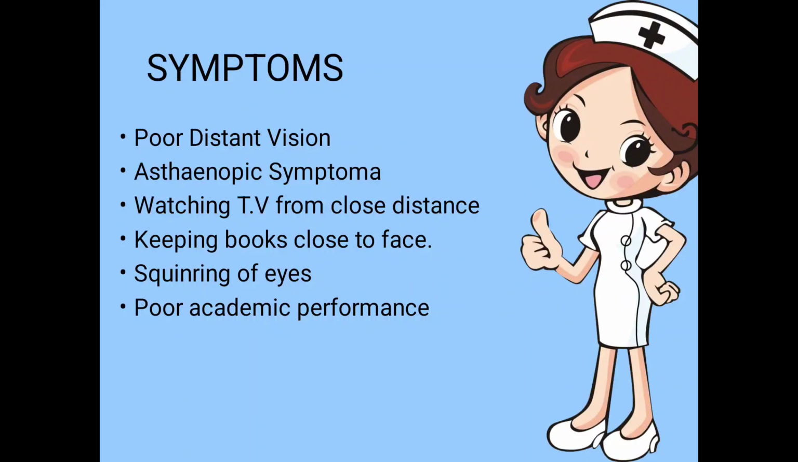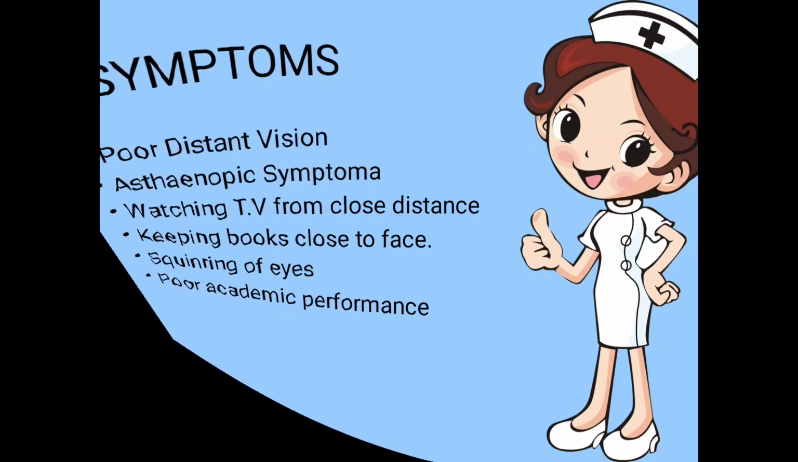Poor academic performance. This is because the distance vision is very bad, so the person is not able to see from a distance. If children sit on the last bench, they are not able to see what is on the blackboard, and not able to understand what the teacher is saying or what is written on the blackboard. Due to all these things there is poor academic performance.